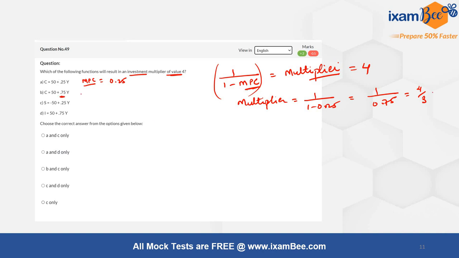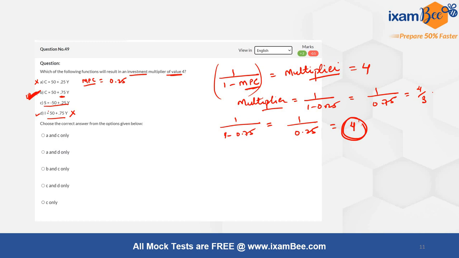Now when MPC here is 0.75, the multiplier is 1 upon 1 minus 0.75, which is equal to 1 upon 0.25, which is equal to 4. Okay, so we know that 0.75 is giving us the multiplier value of 4. This B option is correct, right? But here in C and D options, we are giving the saving function and the investment function. So investment functions will not be able to tell you what is the investment multiplier value, right? So this D option is anyway incorrect, and A option is already incorrect. We already saw this. Now about the C option.